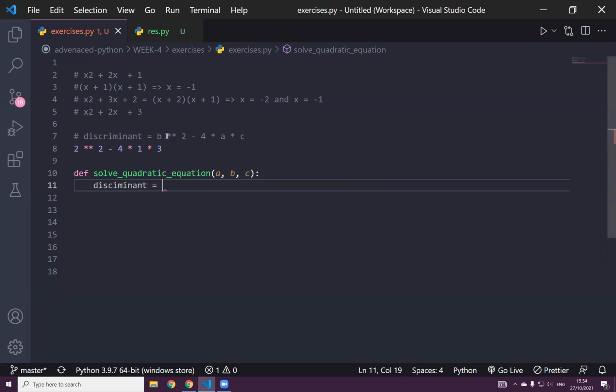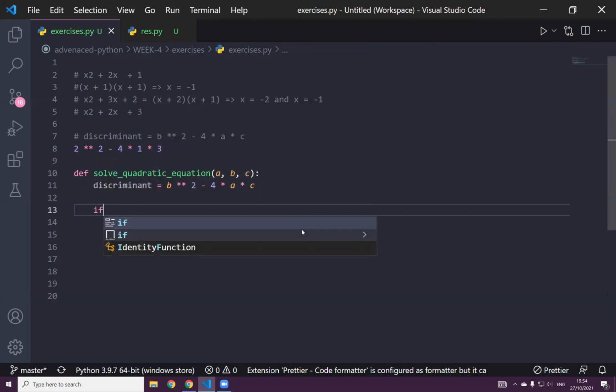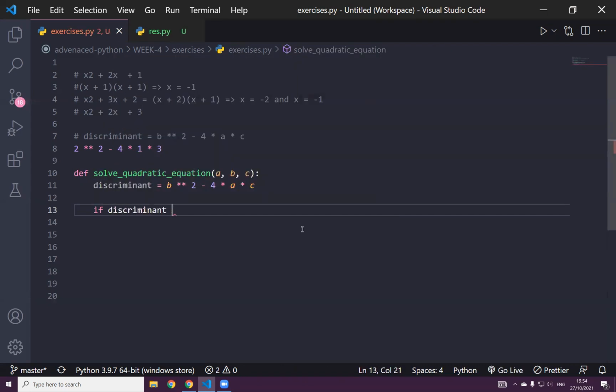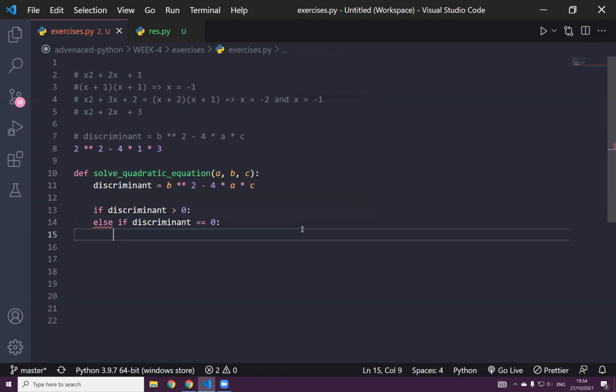I can put this one, or I just have it already. Then I can do a logic as Johnson did. If the discriminant is greater than 0, I will have two solutions. Else, if the discriminant is equal to 0, I will have one solution. Else, I will not have anything.